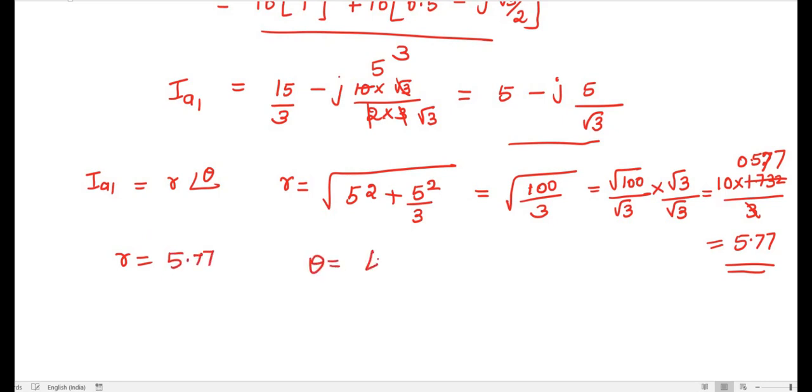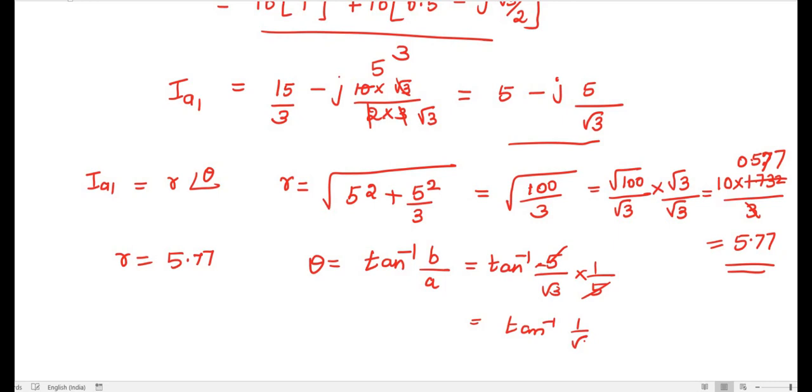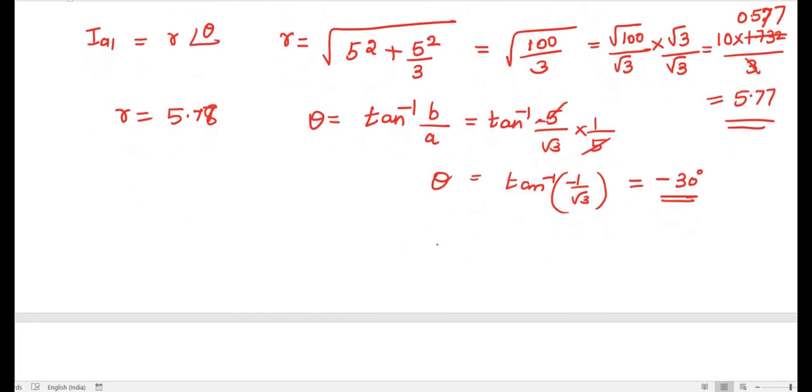Then find out theta. What is theta? Theta is tan inverse B by A. Tan inverse, what is B? Minus 5 by root 3 divided by 5. So 5 get cancelled. So tan inverse minus 1 by root 3. What is the value? That is minus 30. So R equal to 5.77 or 5.78 and theta equal to minus 30. So this is IA1. So what is IA1? IA1 is the positive sequence component and the value obtained is 5.78 angle minus 30.